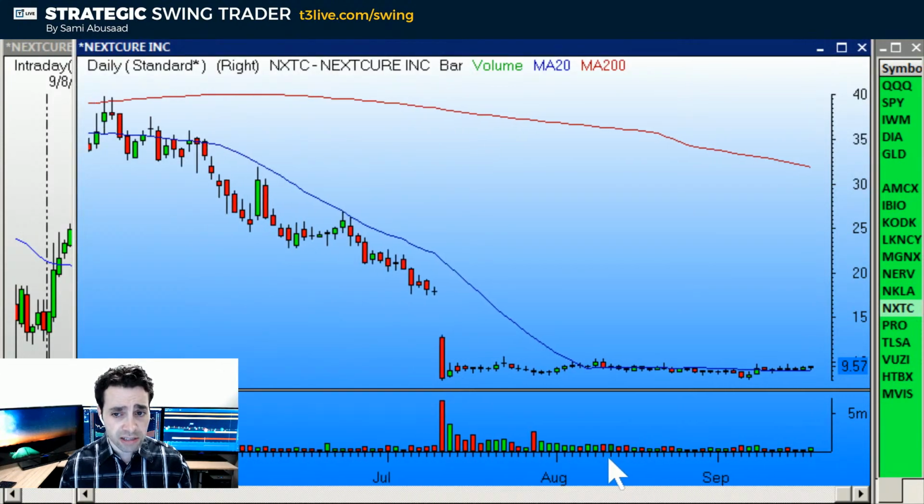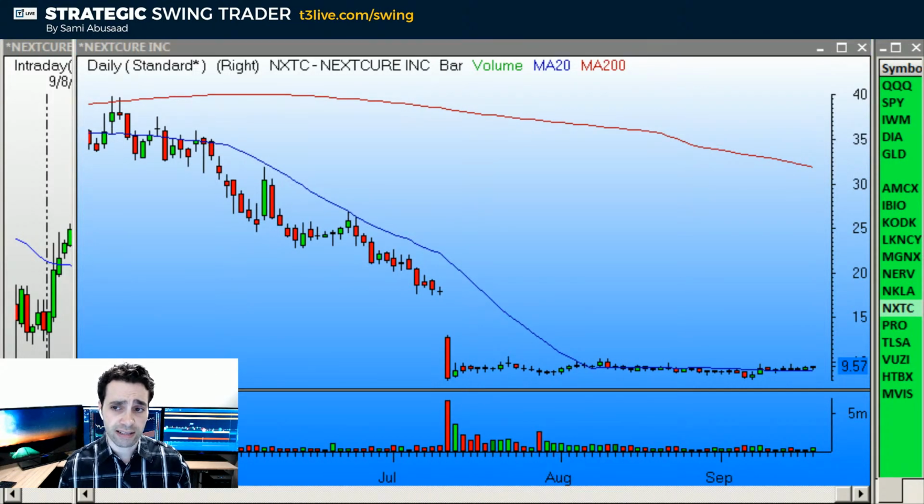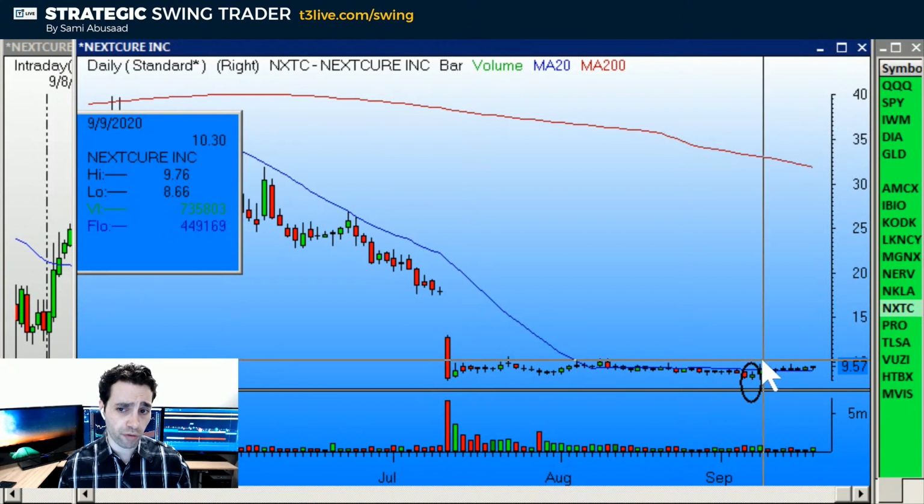NXTC, very nice but thin. NXTC, notice the breakdown failure right here? That's a breakdown failure. So I like it over the base long.